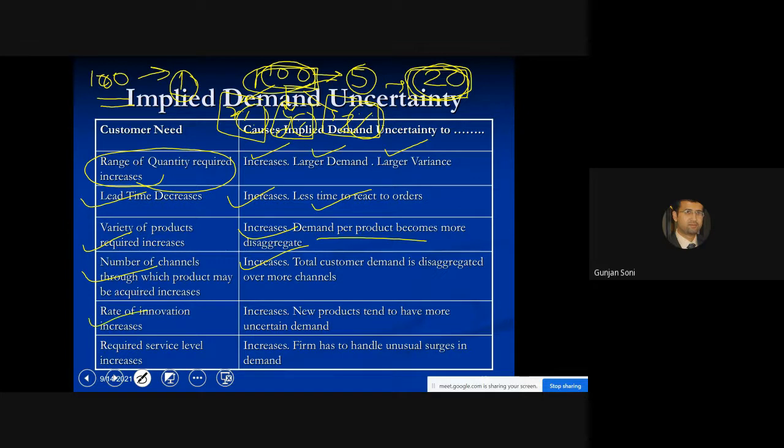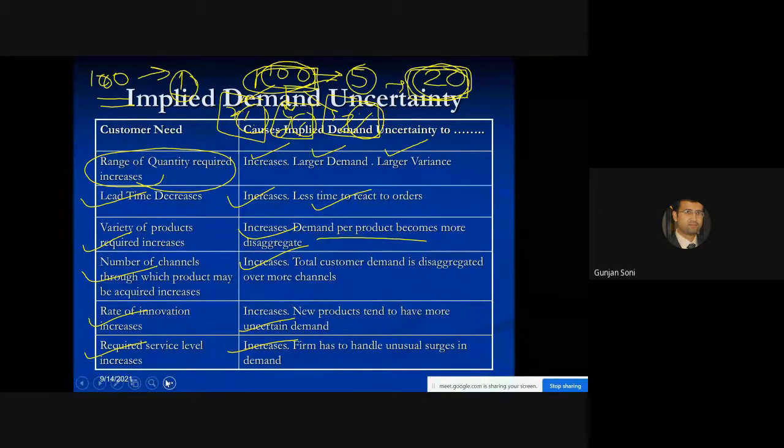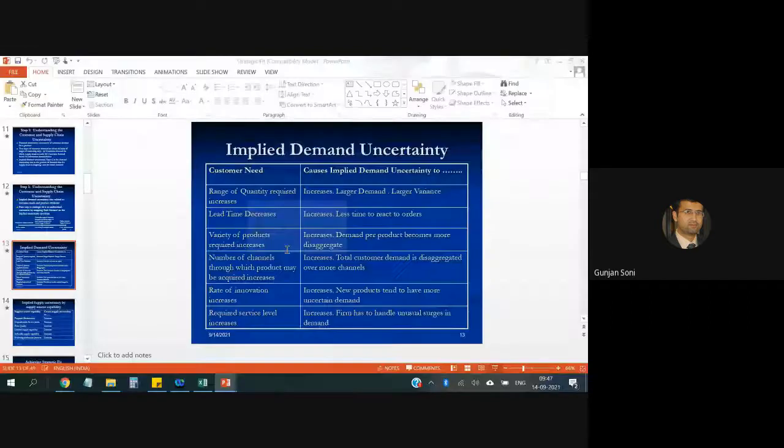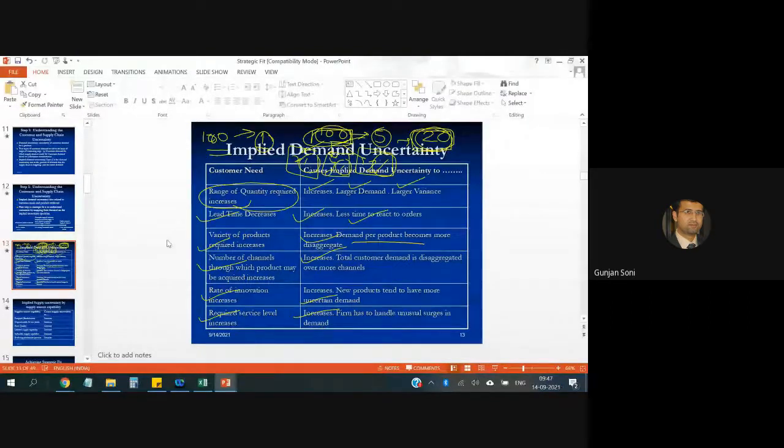Rate of innovation, I think we already talked about it, and required service level increases, I think we already talked about it. Okay, so that's it for today. If you have any doubts, you can ask, or else we will conclude. Any doubts?